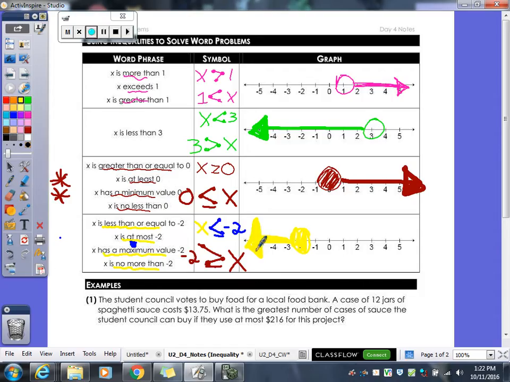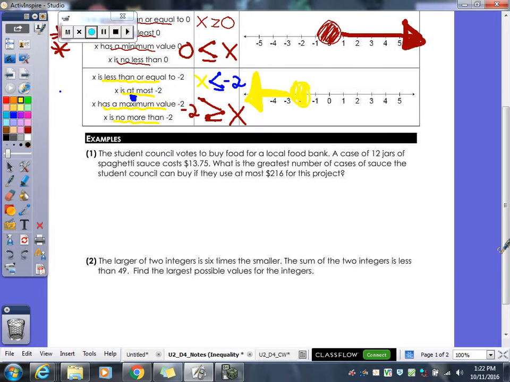We'll practice that with these word problems, I promise. There's like every trick in the book with these word problems here. Okay. The student council votes to buy food for a local food bank. A case of 12 jars of spaghetti sauce costs $13.75. What is the greatest number of cases of sauce the student council can buy? That's what I'm looking for.